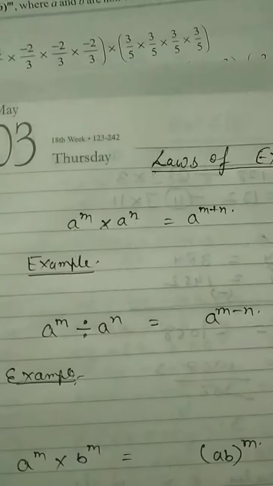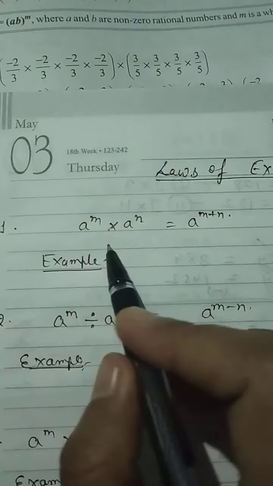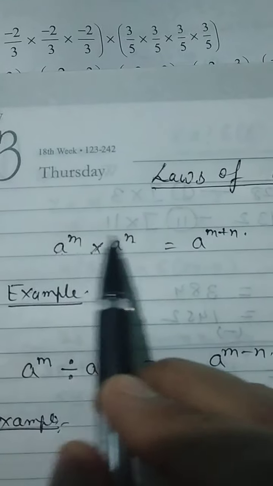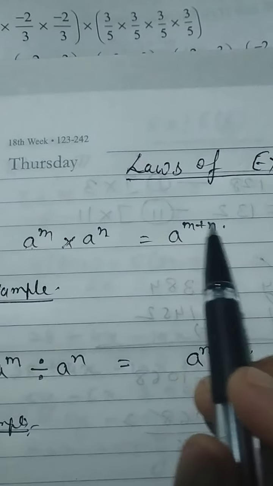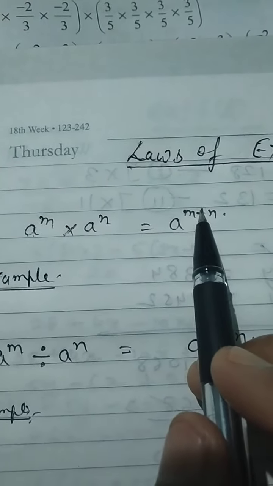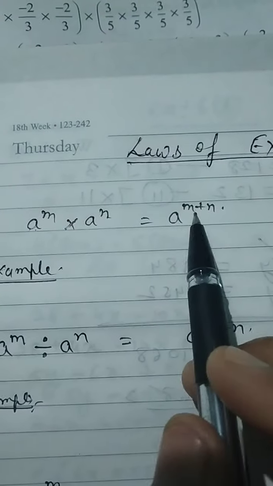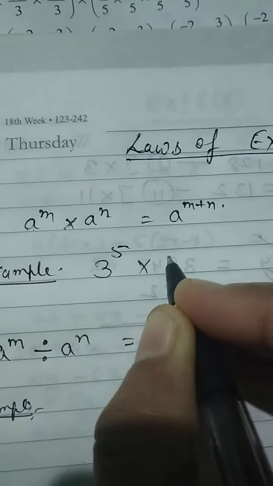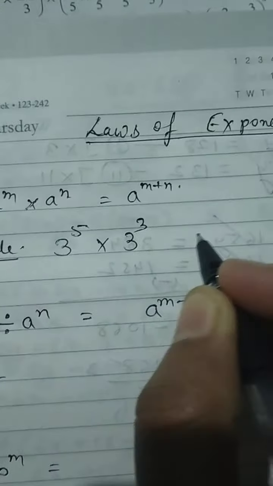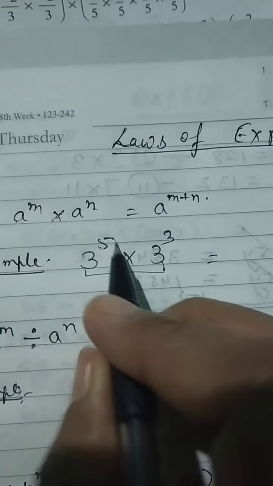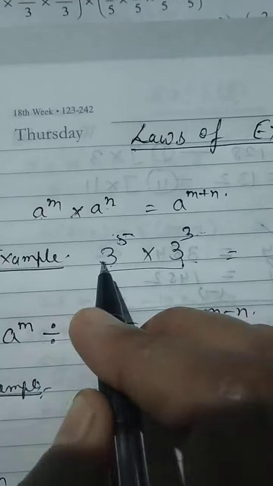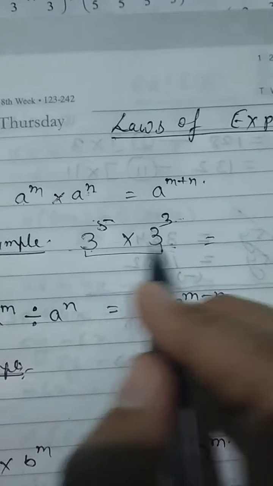So, let's understand here laws of exponent. Whenever the base are same and the power are different, then you have to add the two power, base to the power sum of these two numbers. Okay, suppose we are taking 3 to the power 5 into 3 to the power 3. Then you can see both the base are same and power is m and n. Both are different, but the base is same, a. So it is 3.